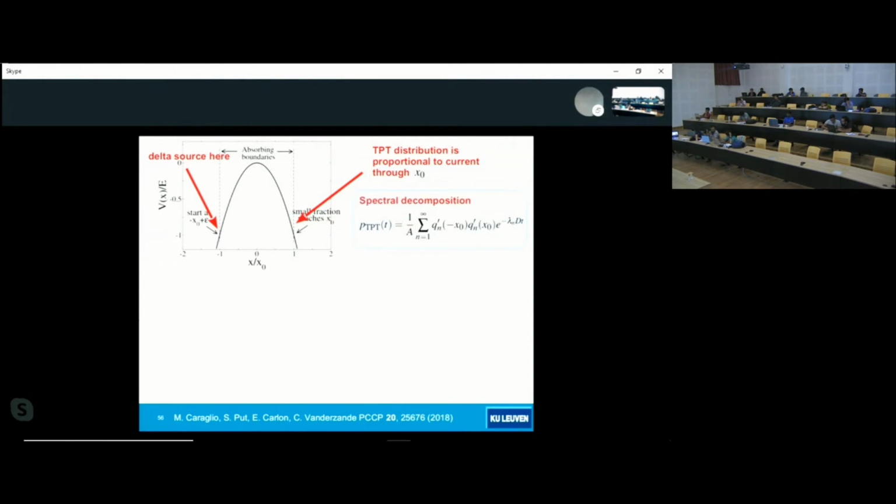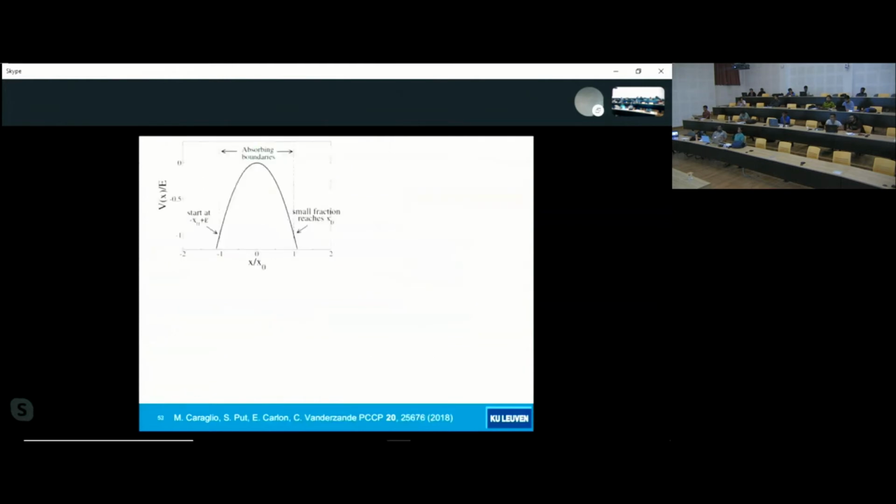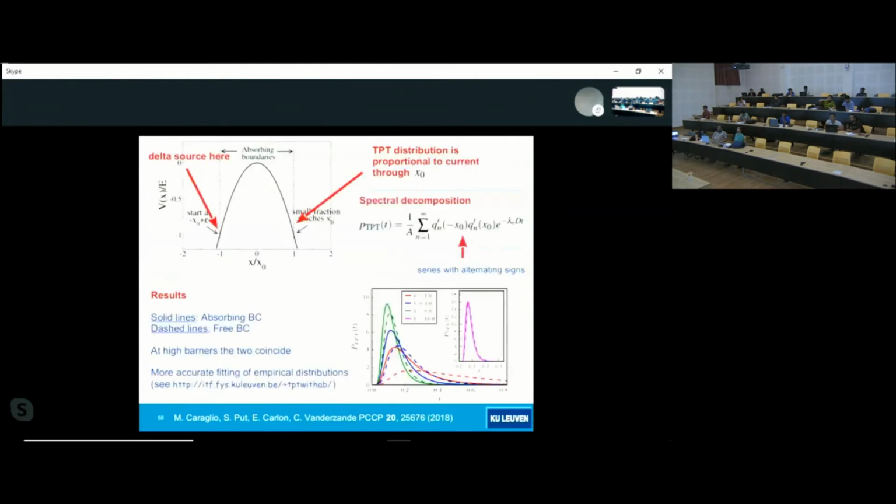So that's why, when you take the limit in this previous expression of epsilon going to 0 in Q of n, the first term is 0, but then you get the Taylor expansion, and you get the first derivative in minus x naught. Okay? You get the first derivative in minus x naught. That's what you see here, okay? And these are our results. Solid lines are absorbing boundary conditions, and dashed lines are free boundary conditions.